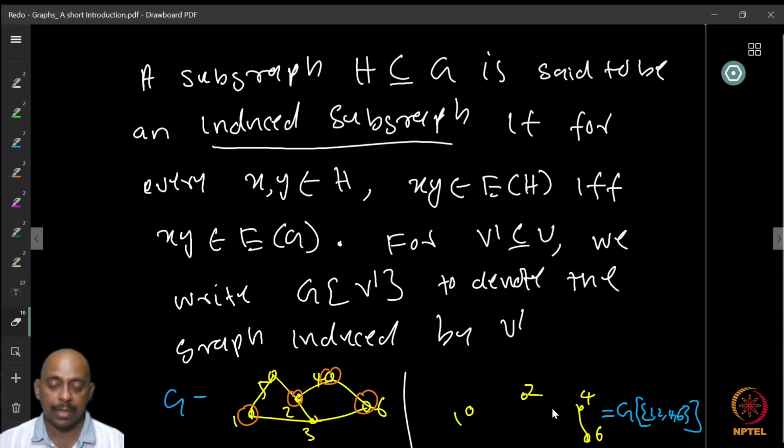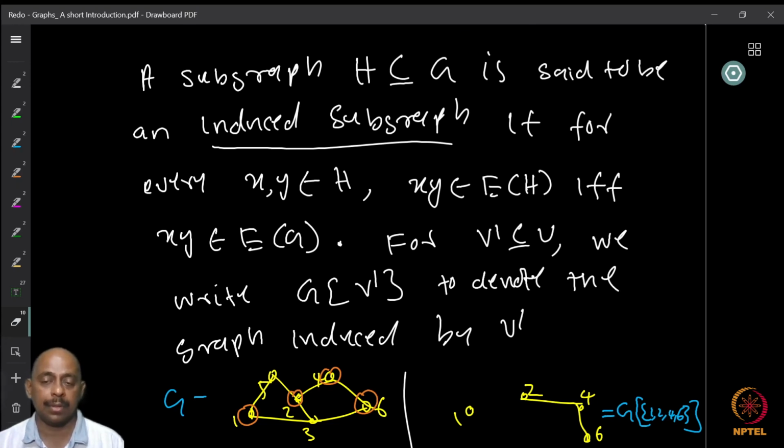It is a subgraph, but it is not an induced subgraph. So this one is a subgraph of the graph G, but it is not an induced subgraph. On the other hand, if I add all the edges that are present in G between these vertices, then it is an induced subgraph. And I can denote this fact by writing the graph within square brackets with the subset of vertices that we are looking at, because the edges are clearly defined then. So I can just write the vertex set and say that this is the induced subgraph that I am looking at.